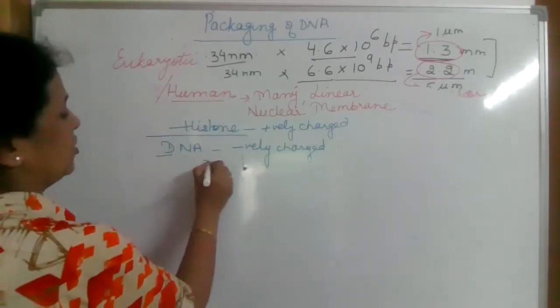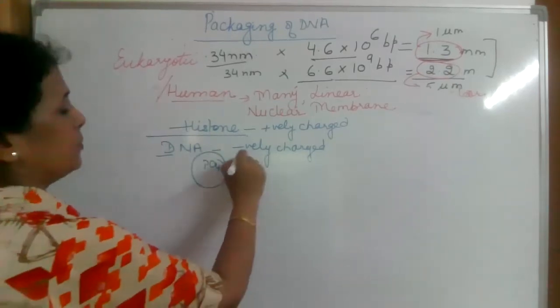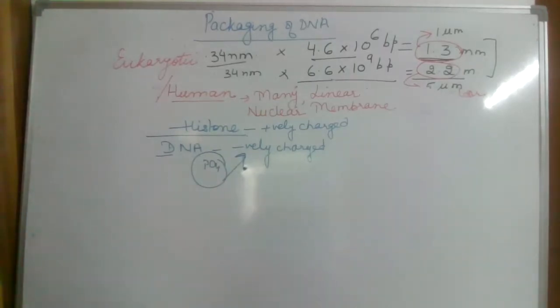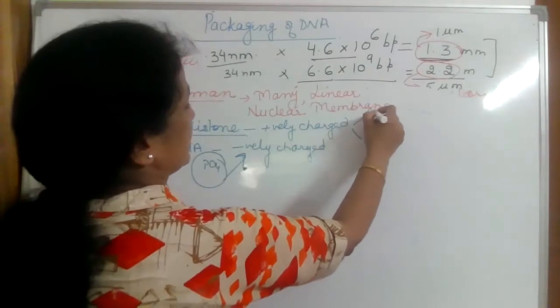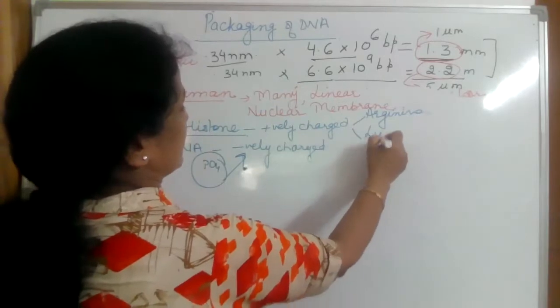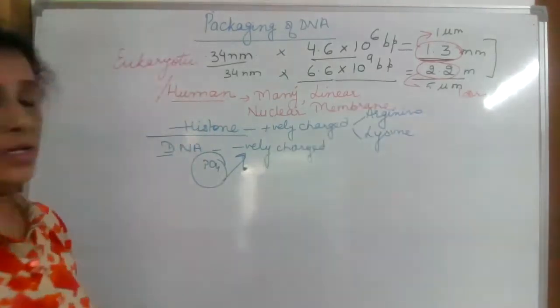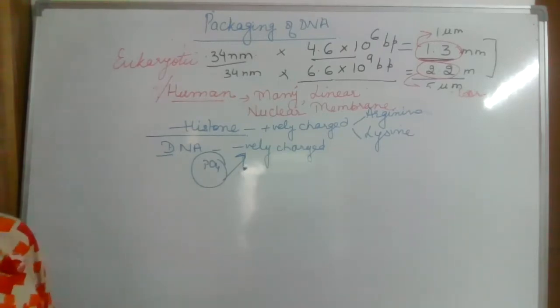DNA has a phosphate group in it. This phosphate group makes DNA negatively charged, and histone has 2 amino acids, arginine and lysine. These 2 amino acid residues make histone a positively charged protein. Similarly, in prokaryote also, DNA is negatively charged, and NAP proteins are positively charged.